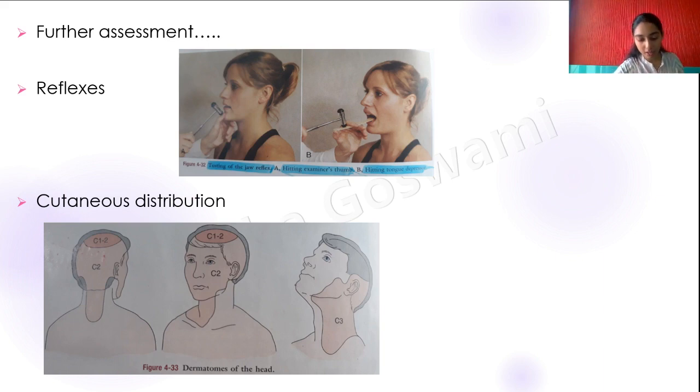For further assessment, to differentiate from other causes of TM joint dysfunction, like if the patient has a complaint of pain at the TM joint site, is it primarily from the TM joint, or is there any other cause, like a neural problem? So these further assessment points are important to differentiate TM joint dysfunction. Check the reflexes, especially the jaw reflex. Then check the cutaneous distribution of C1, C2 and C3.